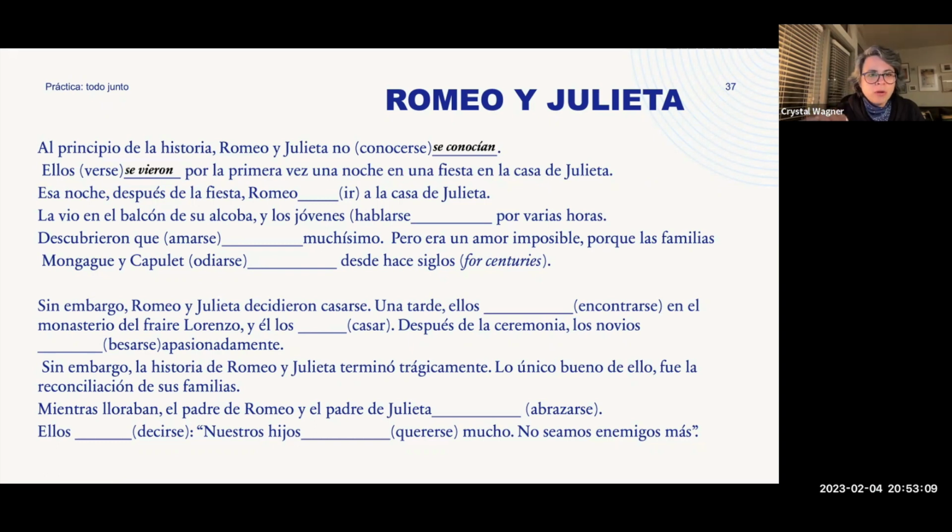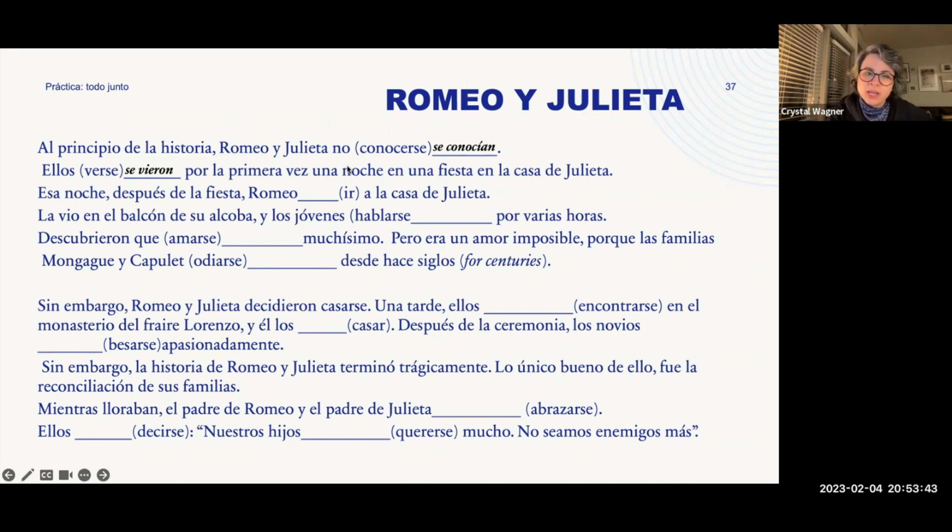Ellos se vieron por la primera vez una noche en la casa de Julieta. So in this case, the first conjugation here is in the imperfect because there's an indeterminate past that we don't know. It's in the past, it used to be, and so no se conocían. They did not know each other. Ellos se vieron. This is an event, right? This happened once, por la primera vez, which is kind of like your clue here too, that it's a preterite.